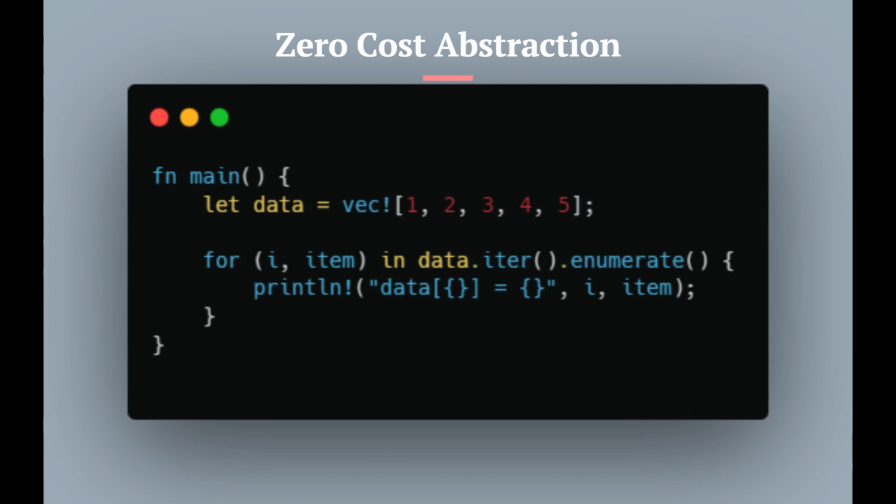One of Rust's goals is to provide zero-cost abstractions. This means you can use high-level abstractions, but they compile down to code as efficient as if you had written low-level code yourself. In this example, the enumerate function is a high-level abstraction that adds indices to an iterator. This compiles down to a loop that's as efficient as if you had written it in a low-level language.